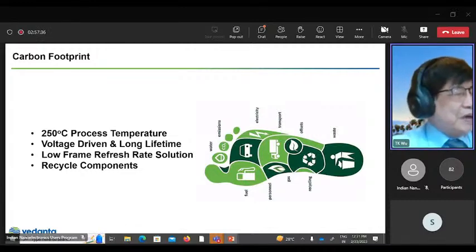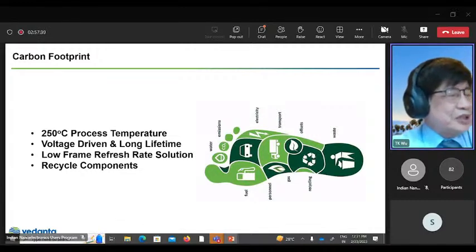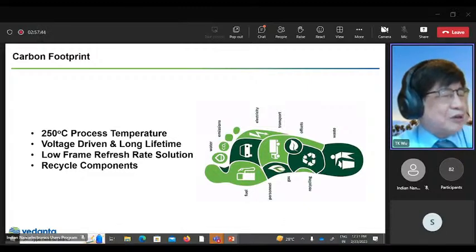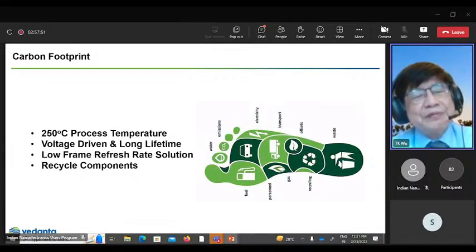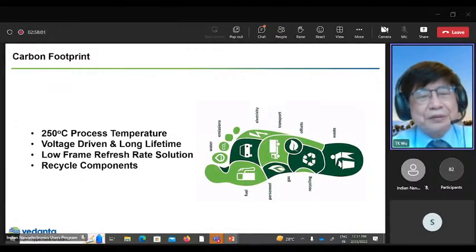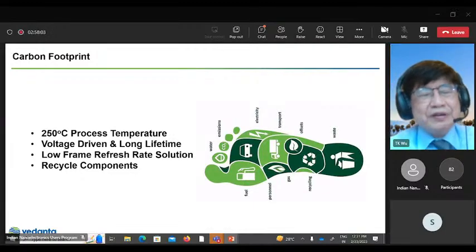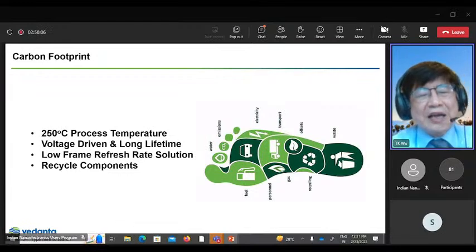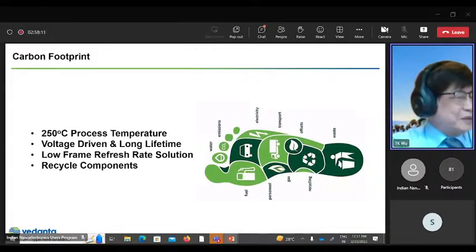We can also apply power saving solutions such as low frame rate to LCD. There are more recycled components in LCD than in other competing display technologies. So I think the carbon footprint would be one of the reasons why TFT LCD will stay for another 20, even 30 years, even though this technology has been on Earth for 50 years. Okay, next one, please.